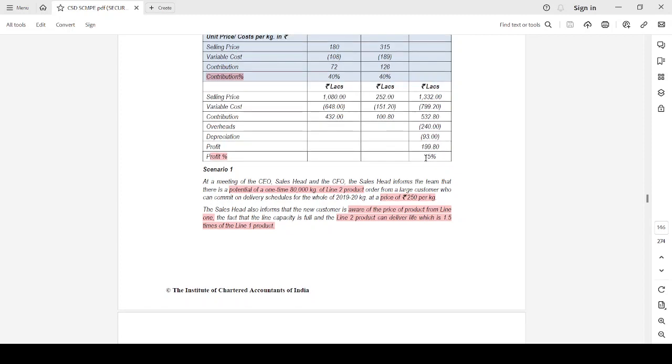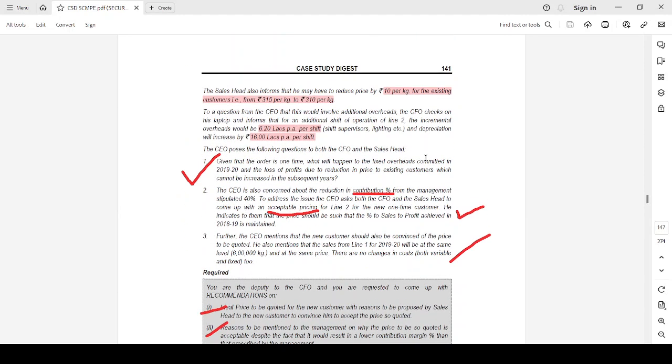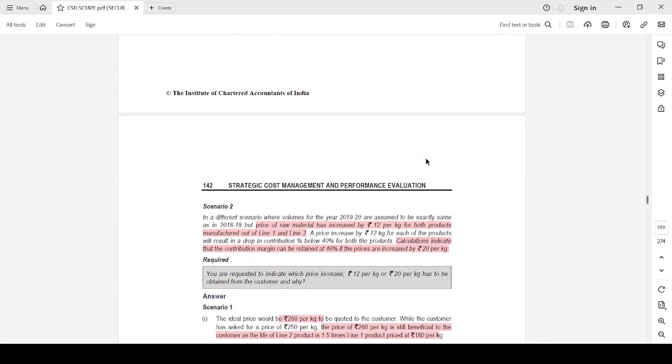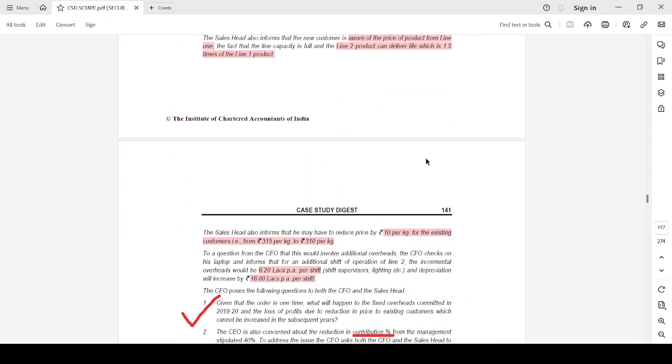Now let's move on to scenario number 1. Scenario number 1 is very important, and scenario number 2 you can easily do. It's nothing great. Scenario number 1 is the very important one.